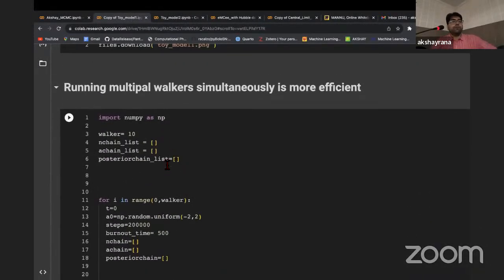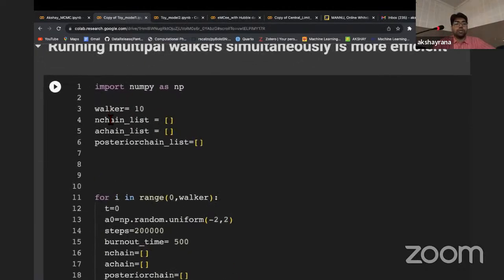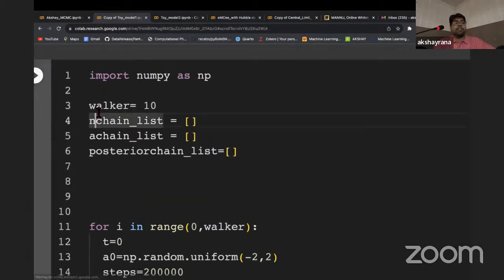So what I'm doing now, I'm going to run the same program, but instead of choosing one single chain, I'll run with multiple walkers. And every walker will be running a particular number of steps. So now I am starting with 10 walkers, meaning 10 different starting points.